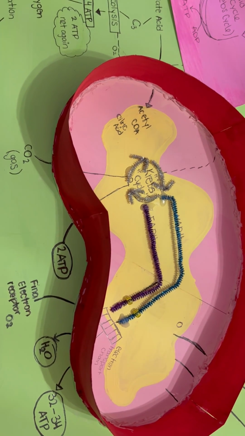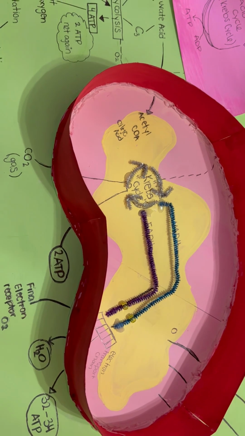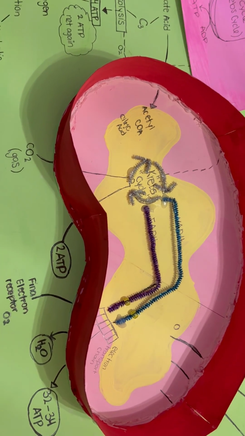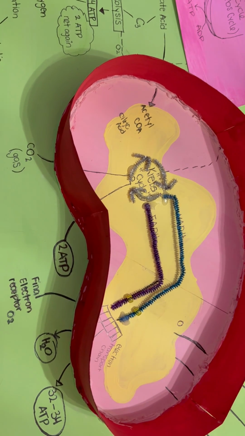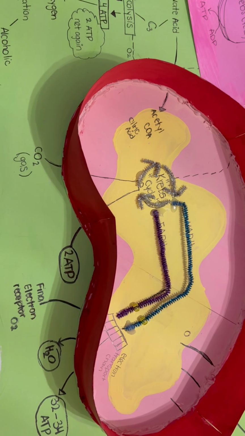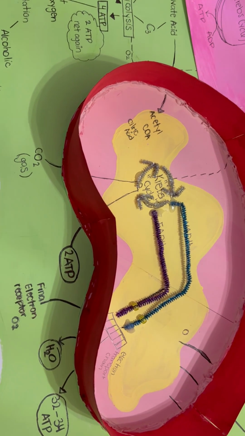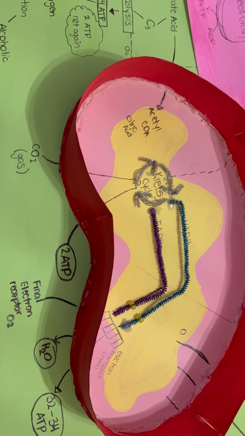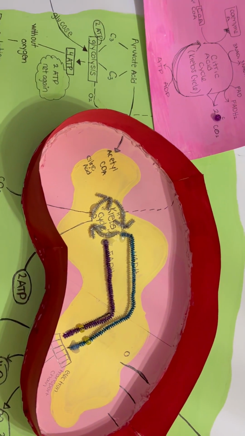For each glucose, 2 acetyl-CoA are produced, which counts for 2 turns of the cycle. In 2 turns, 6 NAD+ are reduced to 6 NADH, 2 FAD are reduced to 2 FADH2, and 2 ATP are made by substrate-level phosphorylation.